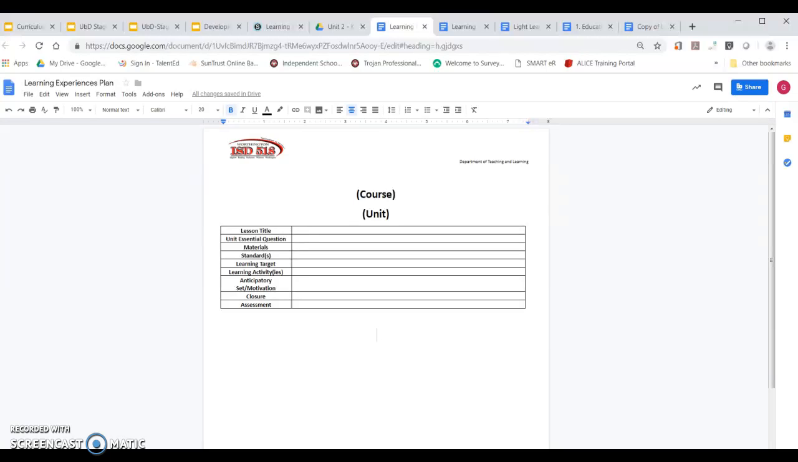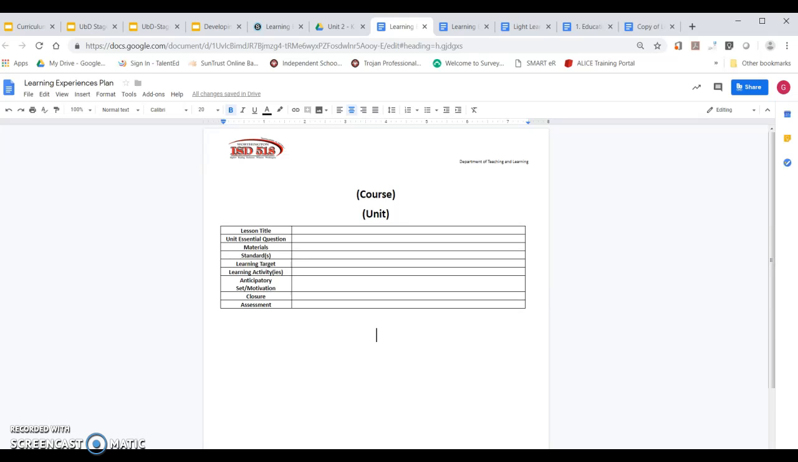In this section, we wanted to take you through some of the examples and show you how to fill out the learning experiences plan. We found from working with teachers in the past that there's some confusion and misunderstanding. So we just want to make sure that we're all on the same page and know how to look at the learning experiences plan and how to fill it out to what we're looking for as a district.